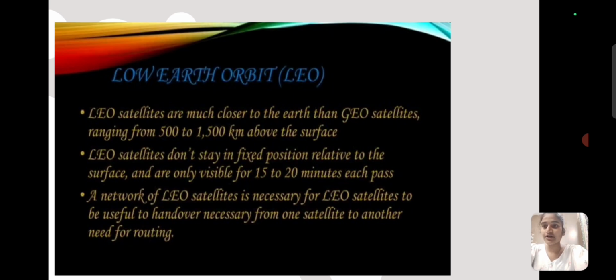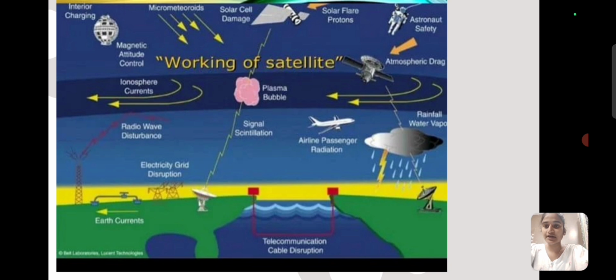Now let us see LEO, low Earth orbit. LEO satellites are much closer to the Earth than GEO satellites, ranging from 500 to 1500 km above the Earth's surface. LEO satellites don't stay in a fixed position relative to the surface and are only visible for 15 to 20 minutes each pass. A network of LEO satellites is necessary for them to be useful, handing over from one satellite to another as they rotate. Here you can see the working of the satellites in this diagram. It is given briefly how the satellite is going to work.